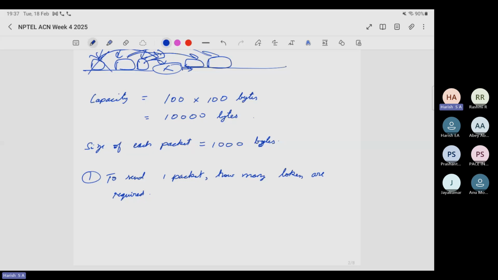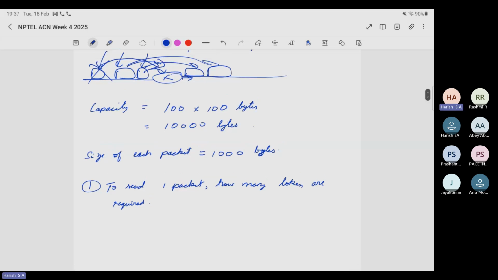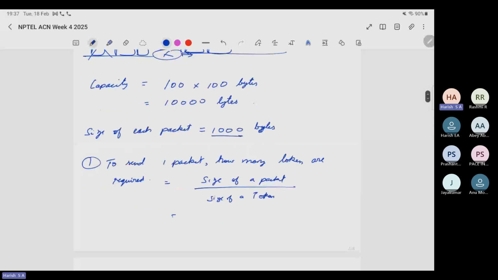Right. So to send one packet, how many tokens are required? The size of each packet is 1000 bytes. So how many tokens is equal to 1000 bytes? How do you calculate that? You just divide the size of a packet by the size of a token, which is equal to 1500, which is equal to 10 tokens required to send one packet. So basically, you need 10 tokens to send one packet.